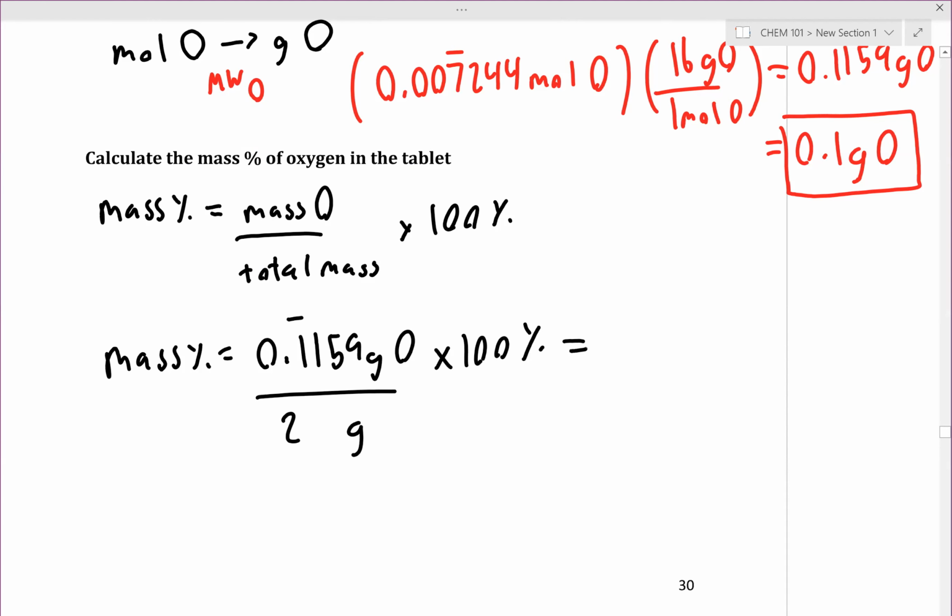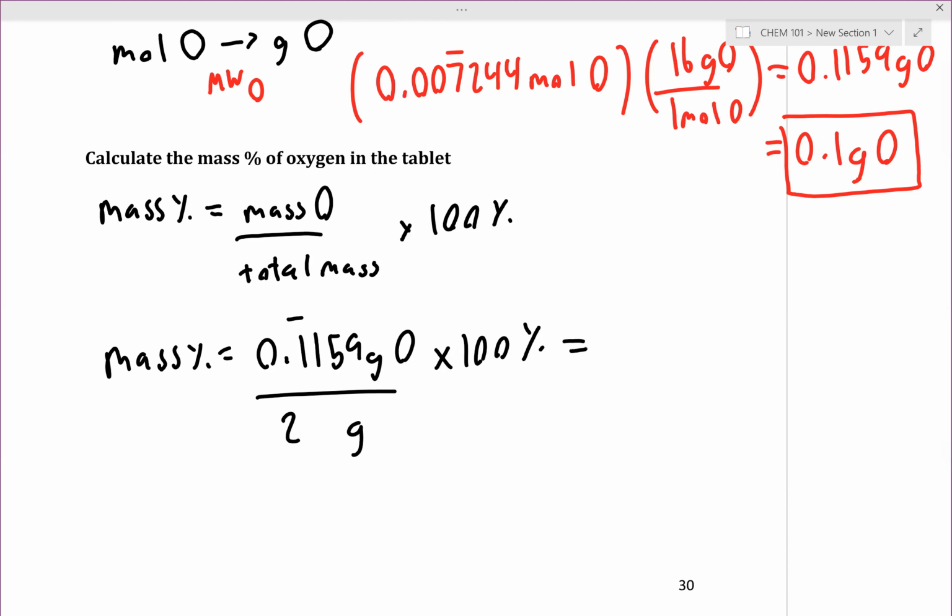So now we have all the information we need to calculate the mass percent. And I'll do that on the document camera, just for completion. So we have 0.1159 divided by 2 times 100%. And that in turn gives us, after rounding, what do we round 5.7 to? We're rounding to 1 sig fig. That gets rounded to 6. Exactly.